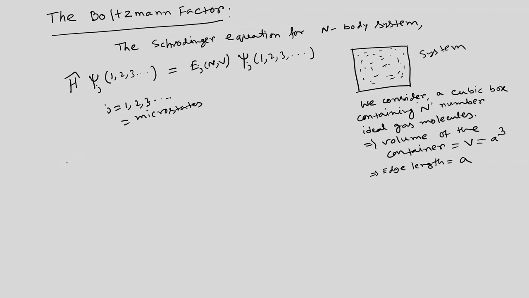Now for this special case of ideal gas, since ideal gas molecules do not interact with each other, we can write Ej as a function of N and V. We will discuss how Ej depends on N and V, the number of particles and volume V.